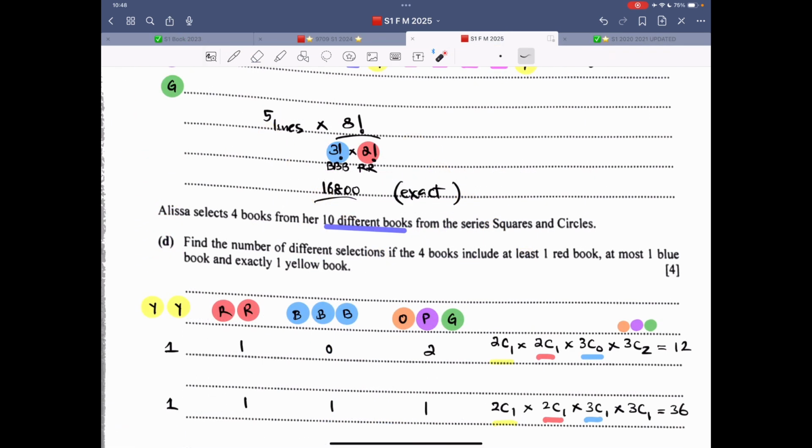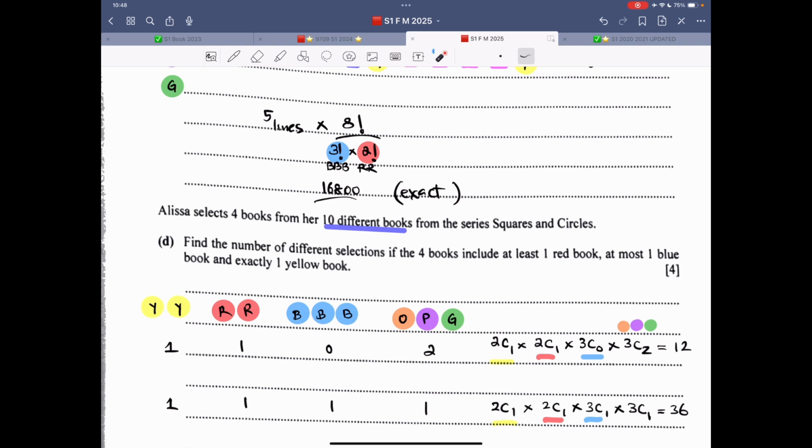So now let's look at the last part. It says, Alyssa selects 4 books from her 10 different books. They are different books from the series Squares and Circles. Find the number of different selections if the 4 books include at least one red book, at most 1 blue book, exactly 1 yellow book.